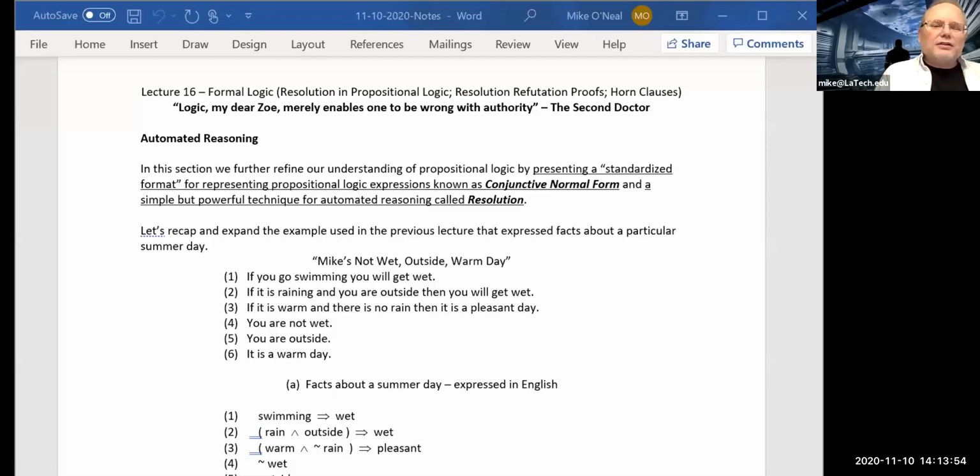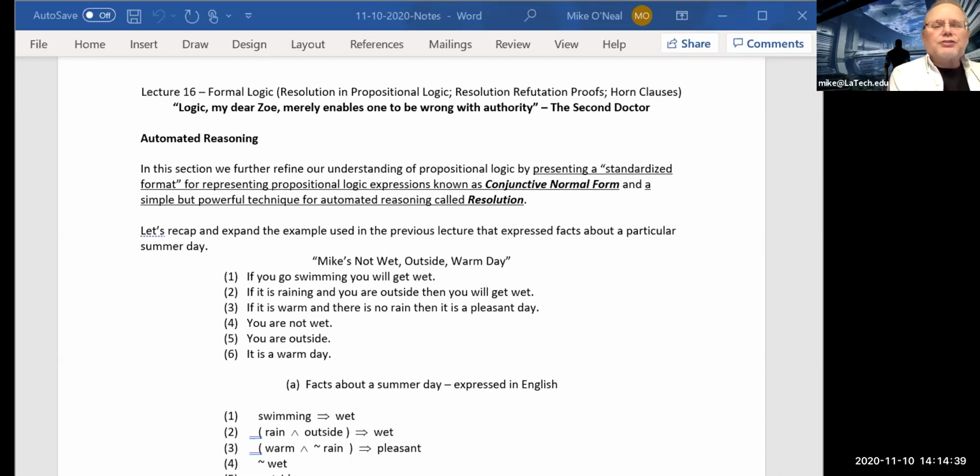Okay. So again, at the top, I have my favorite Doctor Who quote for logic. "Logic, my dear Zoe, merely enables one to be wrong with authority." Why do I put that there? Because yes, logic is good. If you construct a logical argument properly, it's not going to give you a wrong answer. The problem, though, is constructing the argument, especially translating English sentences into logic. You always lose subtlety of meaning when you do that, and sometimes that subtlety of meaning is critical.